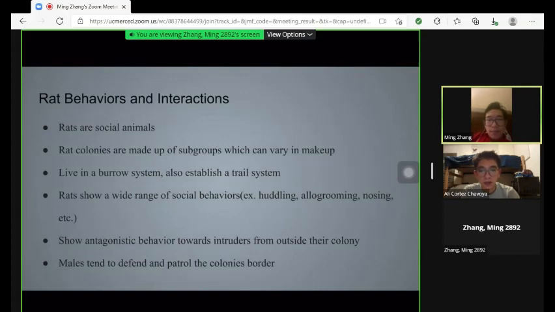Rats have also shown to be able to recognize each other using different methods such as imprinting, along with being able to tell the difference between kin and non-kin.